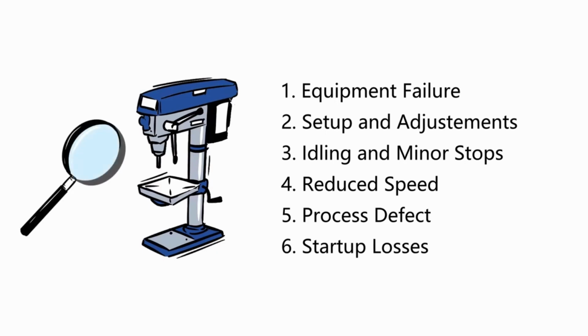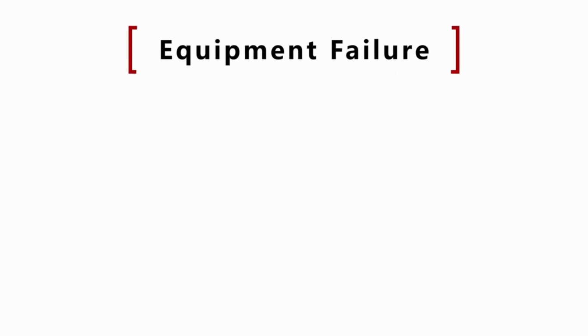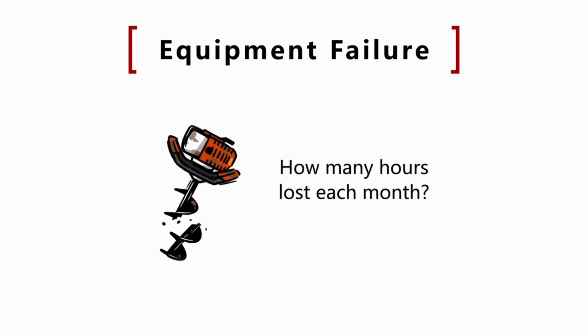And be able to classify these losses in order to implement effective countermeasures to eliminate them. Let's now go into the details of each loss. Equipment failure. Breakdown losses occur when a machine breaks down and maintenance needs to repair it. How many hours a month are lost in the ward or on the line for this reason?